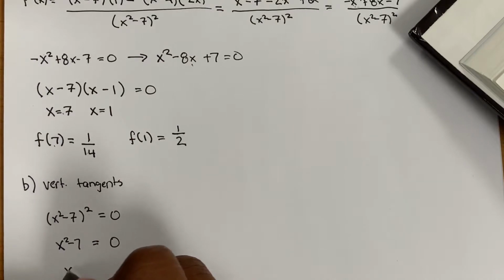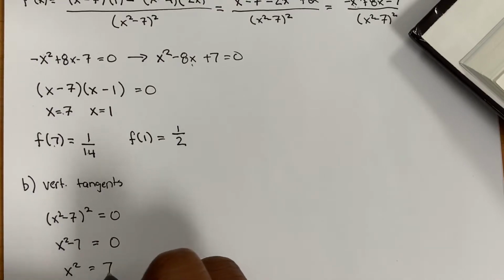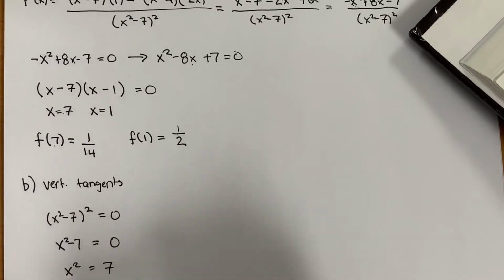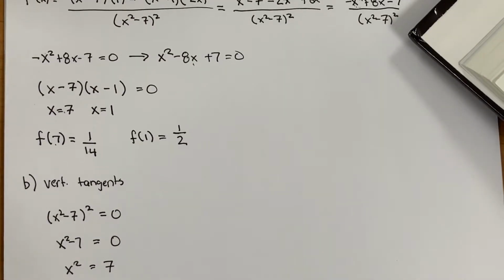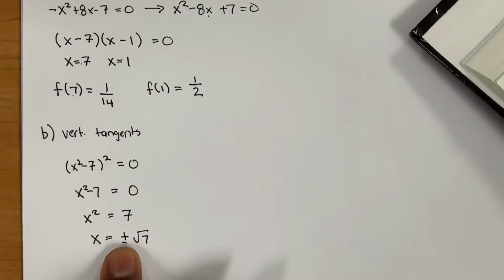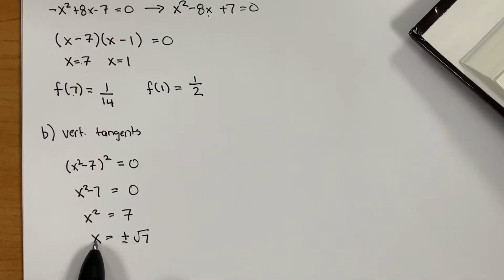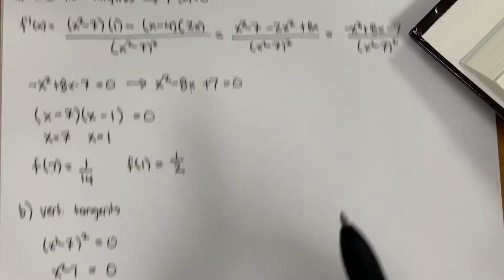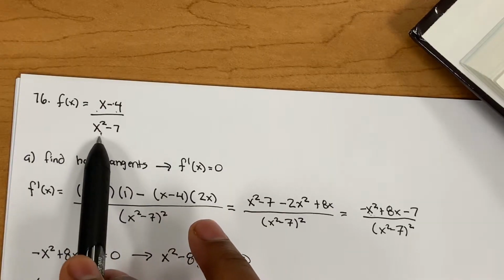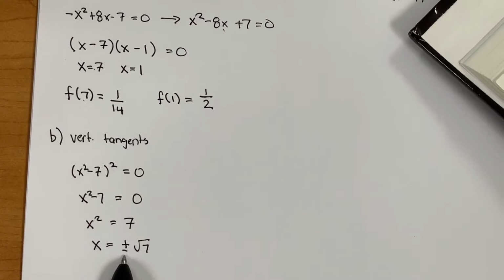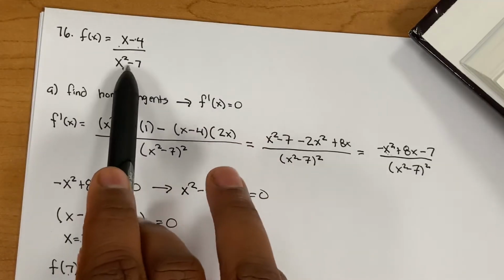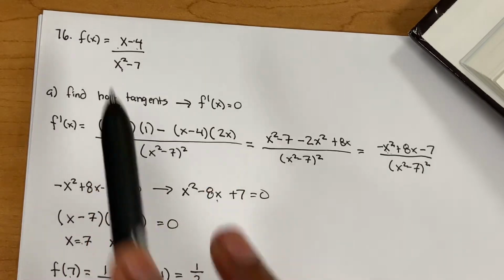So we add 7 to both sides. We get x squared equals 7. And so x equals plus and minus the square root of 7. So that's where we have vertical tangents. x can't be positive square root 7 or negative square root 7 in the original function, because that would make the denominator equal 0. So we only have x values where we have a vertical tangent, no y value, because again, we cannot substitute square root 7 in for x.